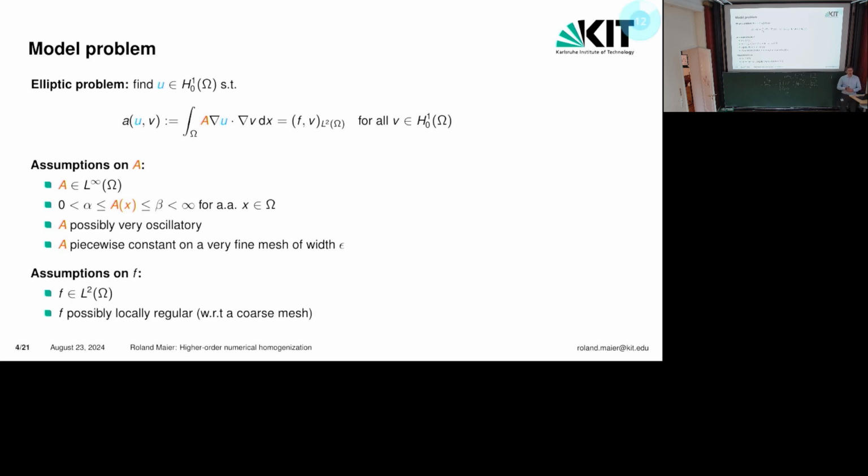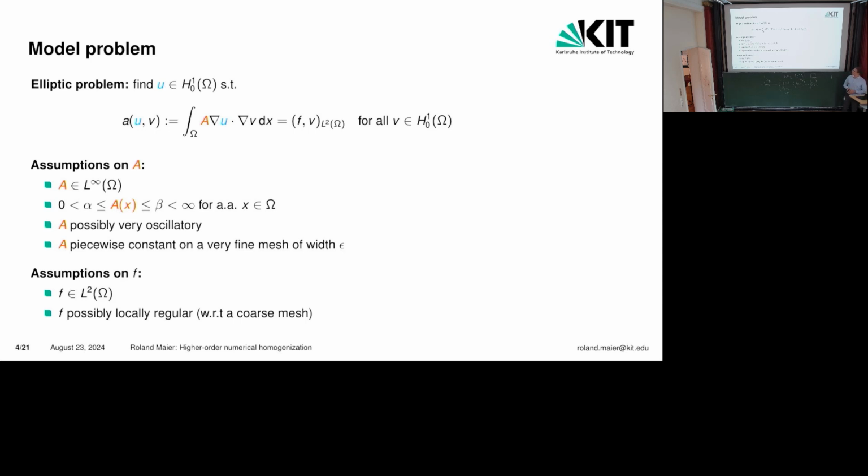I also need assumptions on F. So quite classically in numerical homogenization, I would just assume that F is in L2, so that's like the minimal thing that I need to get at least one H out. And in my case, we will need possibly higher regularity that is only local. And so there will be the coarse mesh on which we operate, and we will need higher regularity of F, so the right-hand side, with respect to the coarse mesh only.